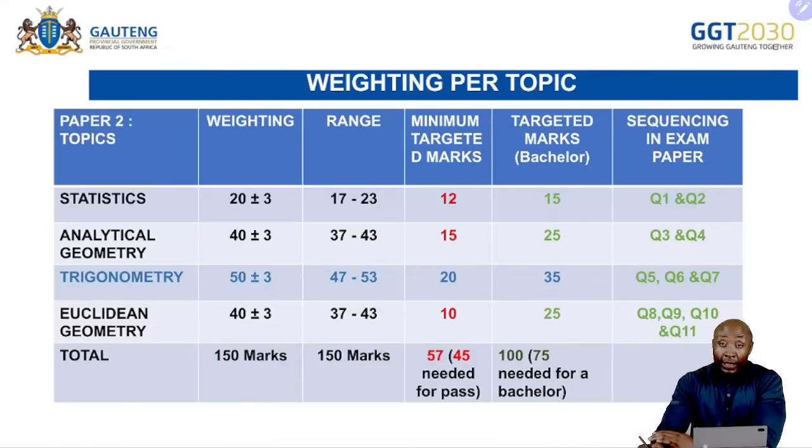For a minimum targeted mark per topic, you are able to see how much you need to get in order for you to get a minimum pass. You must get at least 57 marks, which will give you 45%. But you need 45 for you to get 30%. And then for you to have a bachelor pass, minimum you must get 75, or you get 100 marks for you to get a bachelor pass there. But our target is 100%. It's possible for you to get 100% in paper 2.